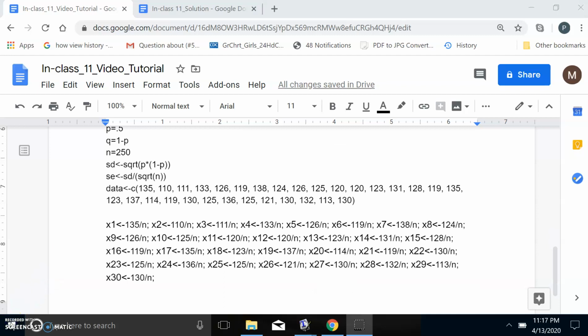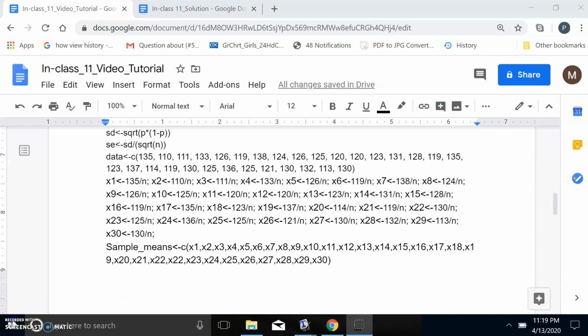Okay, so here I've done all the sample means. So let's get going. Then we're going to define a vector, sample means, and it's going to be a vector. So start putting in x1, x2, all the way until I get to x30. I'm going to pause the video again and do it. Okay, so here's the finished product. We're now all the way to x30 here.